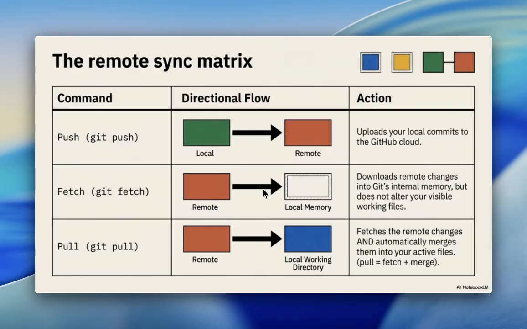Git fetch, remote to local memory, downloads remote changes into Git's internal memory but does not alter your visible working files. Git pull, remote to local working directory, fetches the remote changes and automatically merges them into your active files. Pull is equal to fetch plus merge.